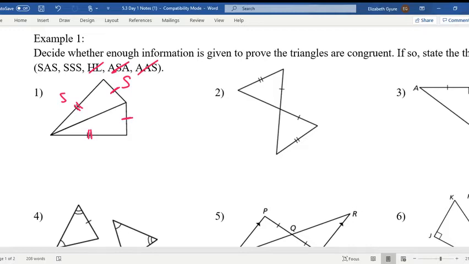Those both have two angles. This one has two sides. So that means it either has to be side, angle, side, or side, side, side. We've got to figure out what else we know because only two sets of sides were labeled.